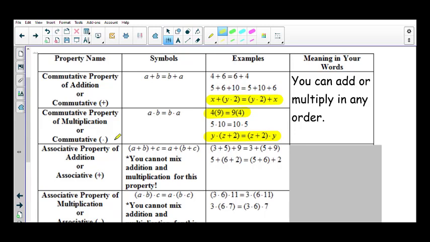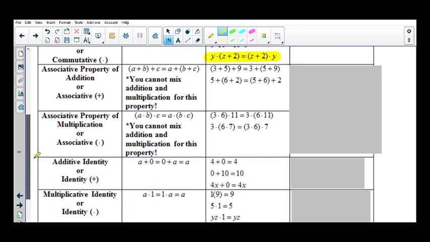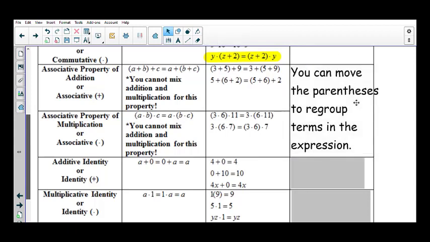Again, you're probably already familiar with it. Now, up next will be our associative properties of addition or multiplication. Let me go ahead and delete this box so you can jot that down in the meantime. Basically, the associative property says you can move the parentheses to regroup terms in the expression. So this is where we do have parentheses, but we're regrouping things. The order of the numbers or terms is not changing, but where the parentheses are changing.